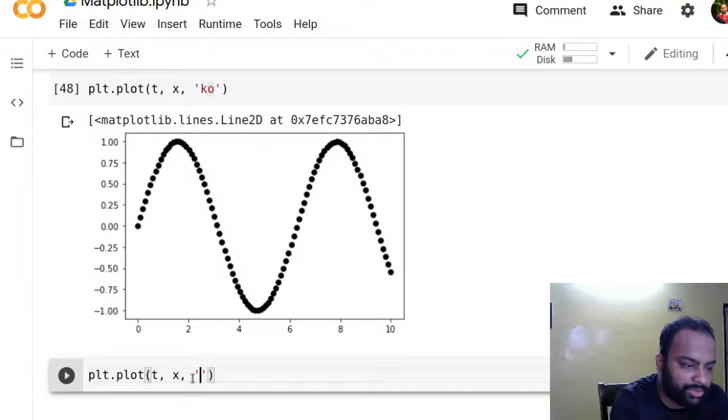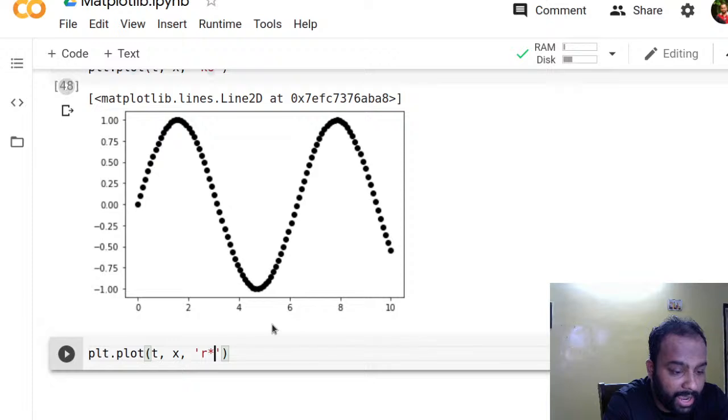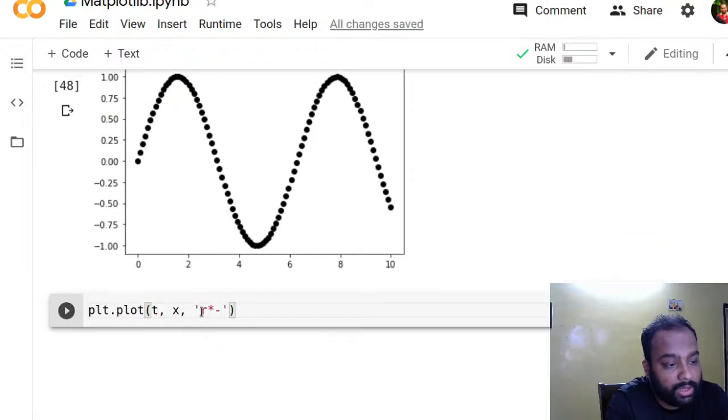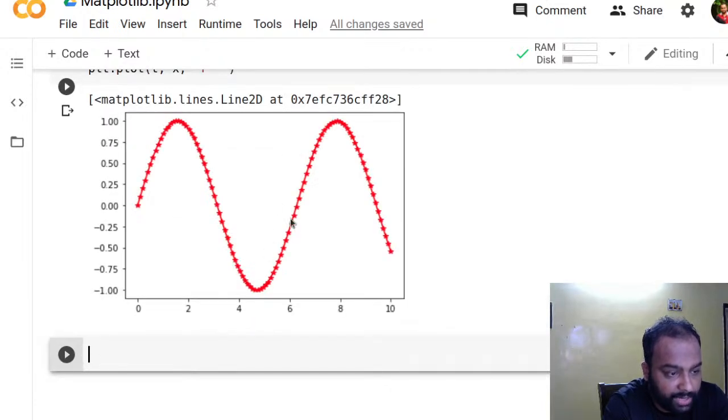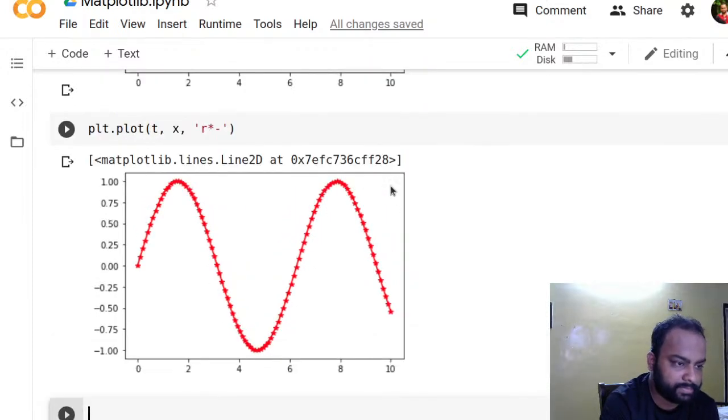I can combine all three here. You'll see. So I can make this red, and maybe I shall use, I don't know, maybe star. So red star, and I shall join everything. So it will be a plot in red, there will be star markers, and there will be a smooth curve joining all the points. The thing is, not just that, we can also vary how thick the line is, right?